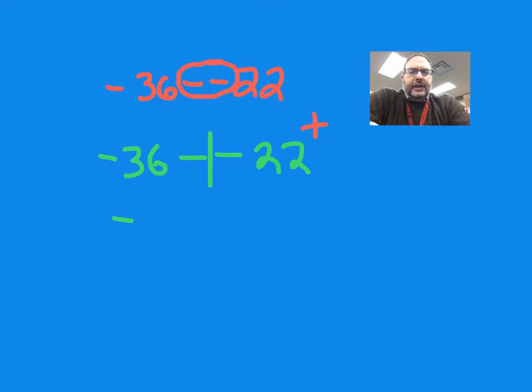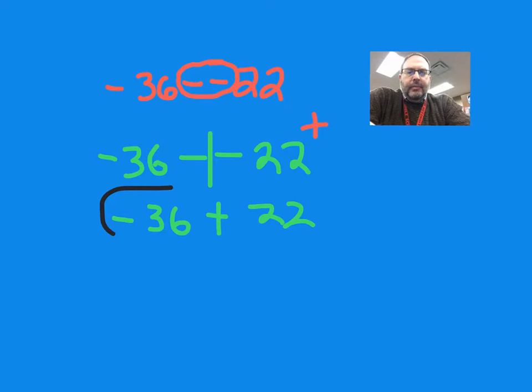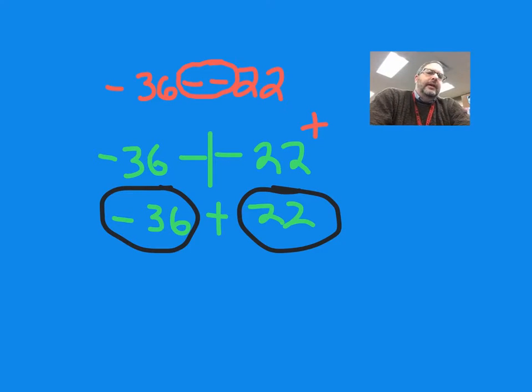So actually what I have is a negative 36 plus 22. I have one negative number and one positive number. Going back to our rule then, we need to subtract because our signs are different. This number is negative, this number is positive.